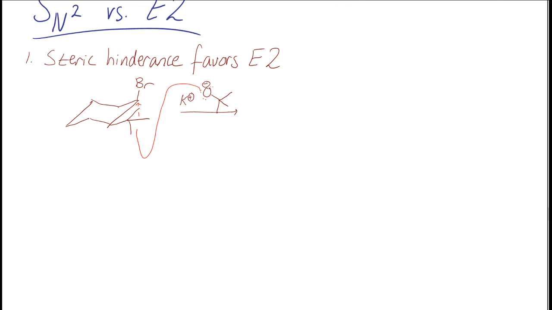It's just too crowded. So why would it do that when, instead, and actually, just for symmetry's sake, let's put another one over here so we don't have to worry about which side it's going to go on. So why would it try to get in there from all of that crowded room when instead it could just kind of come over here and grab the hydrogen to do the E2 elimination?